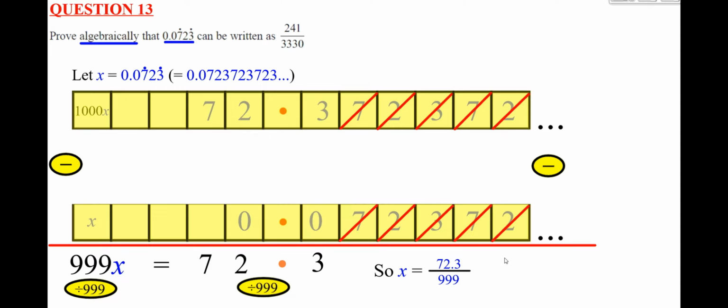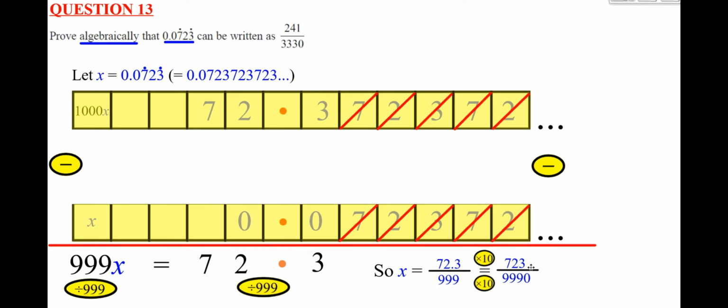I'd suggest multiplying top and bottom by 10 to get rid of a decimal at the top. So multiplying both top and bottom by 10, x must be 723 all over 9,990. Now, you know, or you should have faith that this will simplify down to that one. And again, you can check on your calculator if in doubt. You can type this into your calculator and press equals, and it will simplify down to this.